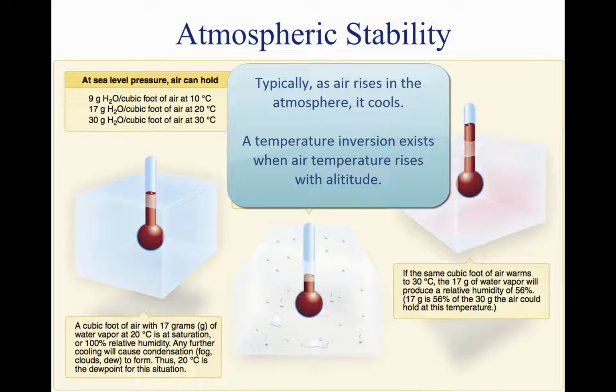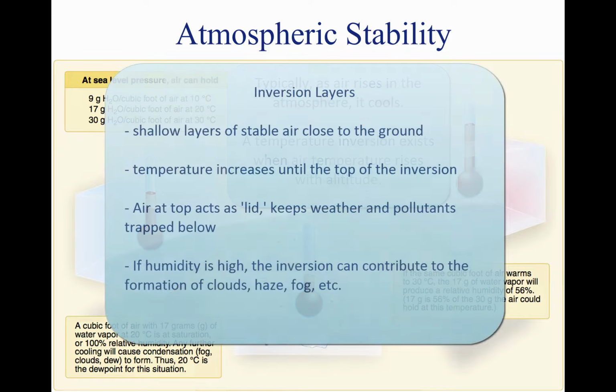As air rises and expands in the atmosphere, the temperature decreases. There is an atmospheric anomaly that can occur, however, that changes this typical pattern of atmospheric behavior. When the temperature of the air rises with altitude, a temperature inversion exists. Inversion layers are commonly shallow layers of smooth, stable air close to the ground. The temperature of the air increases with altitude to a certain point, which is the top of the inversion. The air at the top of the layer acts as a lid, keeping weather and pollutants trapped below.